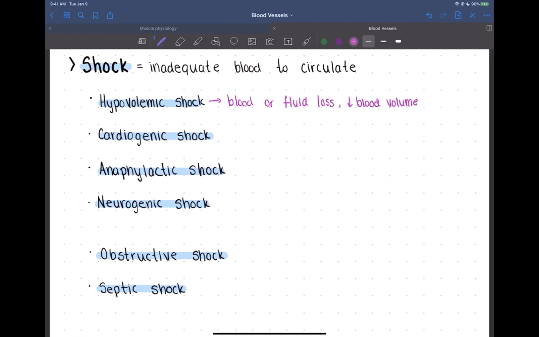And then there's cardiogenic shock. Cardiogenic shock is related to the heart, right? So the heart isn't pumping very well, so it cannot create enough pressure. This could be like heart failure. And so it's not creating enough pressure to move blood through the blood vessels to the tissues. Okay, so that's cardiogenic shock.